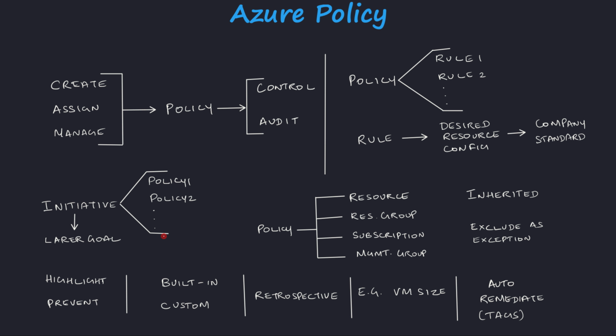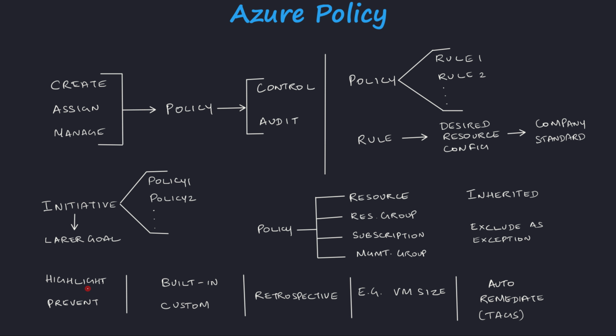So those are initiatives. And again, both policy and initiative can be applied at 4 different levels. You can apply them at management group, subscription, resource group, as well as at individual resources. And if you apply these policies and initiatives at a higher level, then it will cascade down. Basically, policies are inheritable. So if a policy is applied at management group level, then the policy is enforced on everything that comes under that management group. So this includes subscription, resource group, and resources. Okay. If you want to exclude a policy from a particular resource, you can explicitly specify that as an exception.